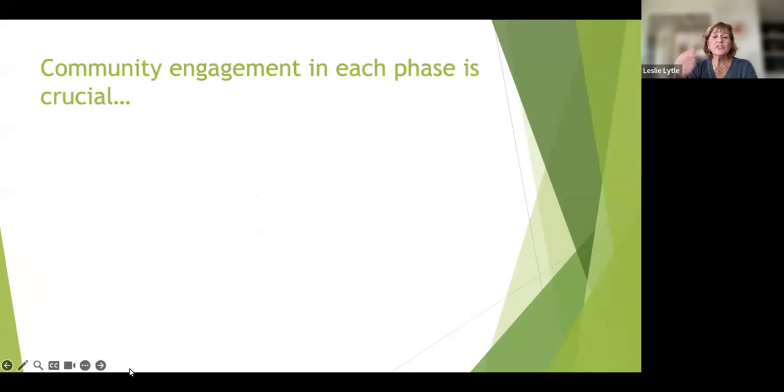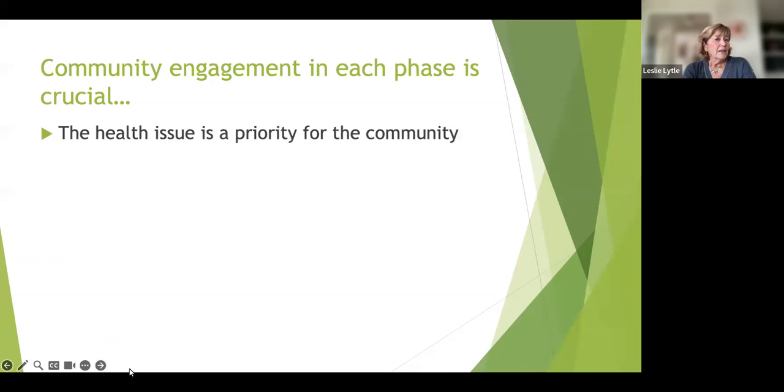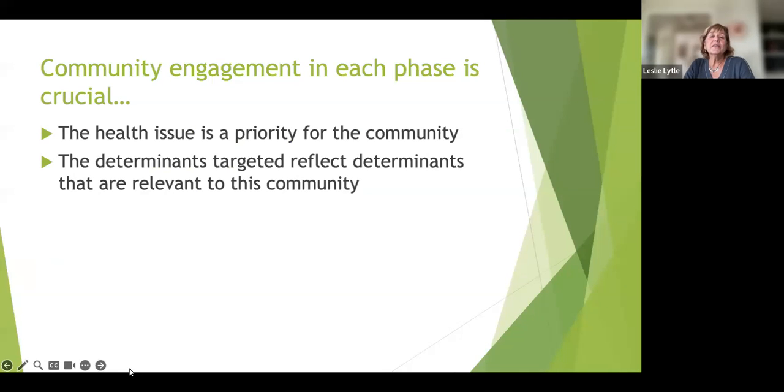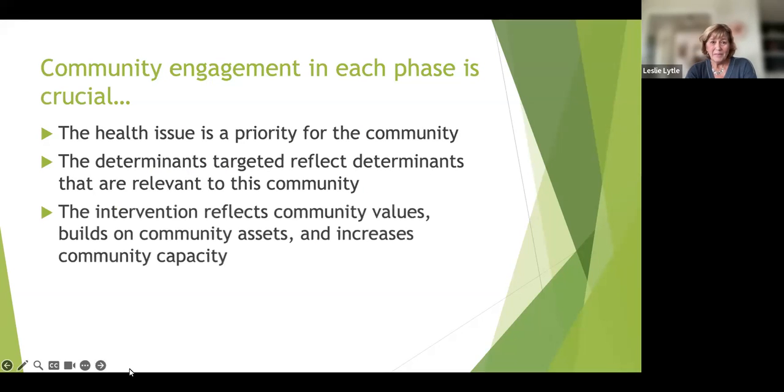It's really important to note that community engagement in every phase is absolutely crucial. First, we have to be sure that the health issue is a priority for the community. We need bottom-up support, not all top-down. We need to make sure that the things that we focus on in our intervention, the determinants, reflect the determinants that are relevant to the health behavior in this particular community.